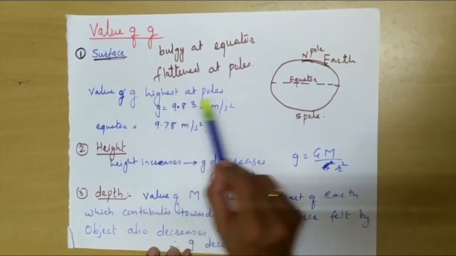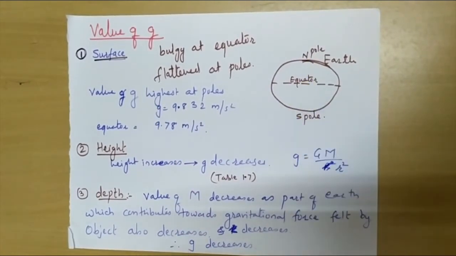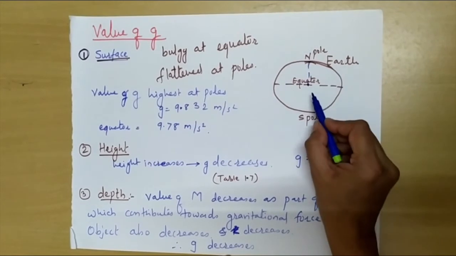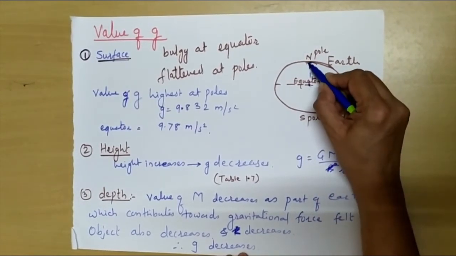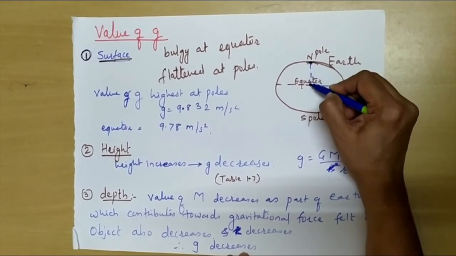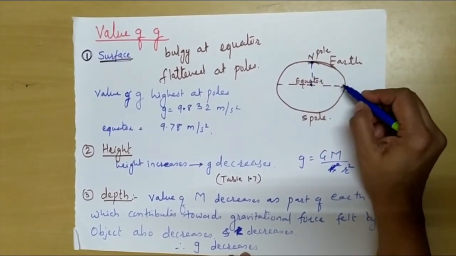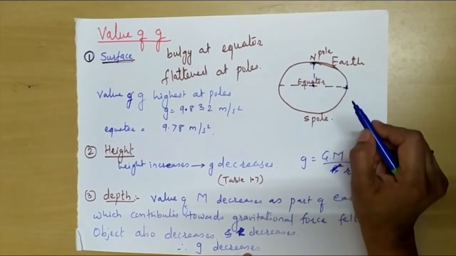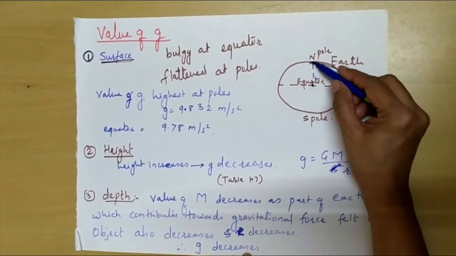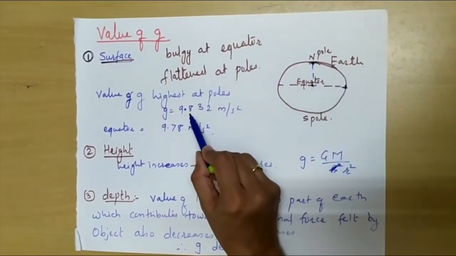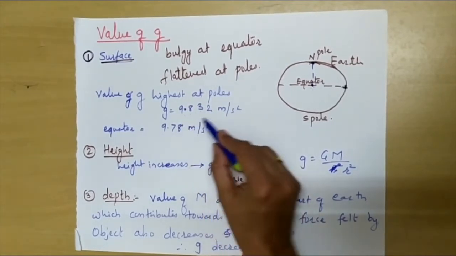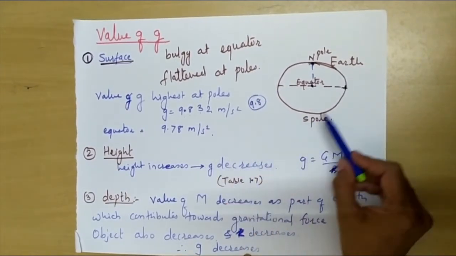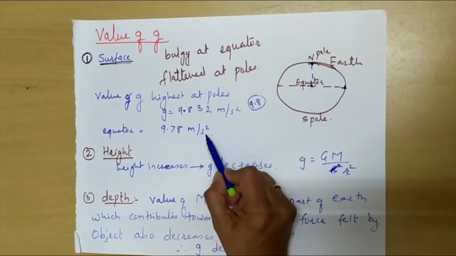the value of g is highest at the poles, because if you consider the center of the Earth as here, then this distance decreases and this distance increases. Suppose an object is here at the poles, then the distance from the poles to the center of the Earth decreases, and the distance from the equator surface to the center of the Earth increases. And so due to that, the value of g is highest at the poles, that is 9.832. For calculation purposes, we consider it as 9.8, and the value of g at the equator is 9.78 meter per second square.